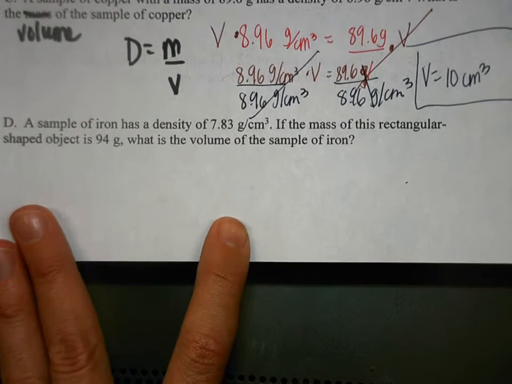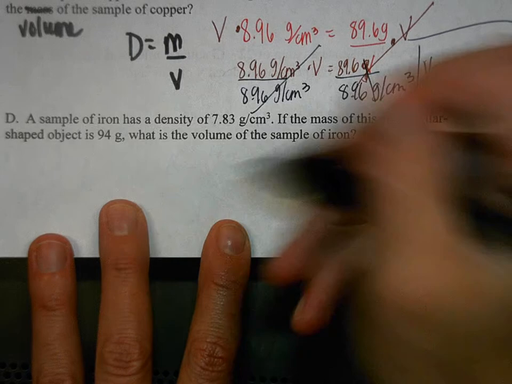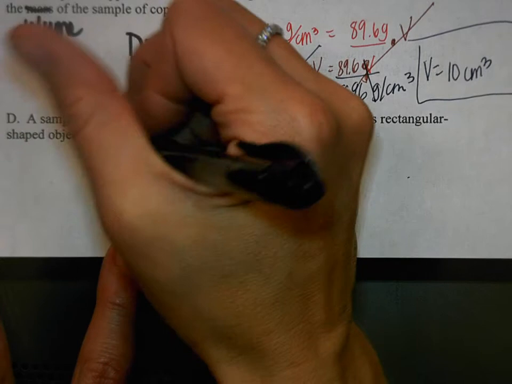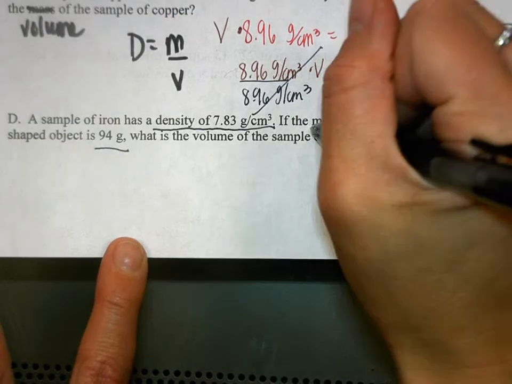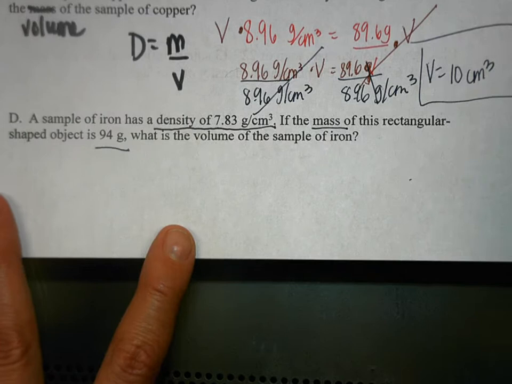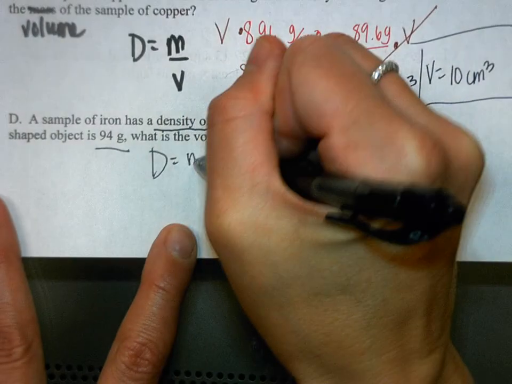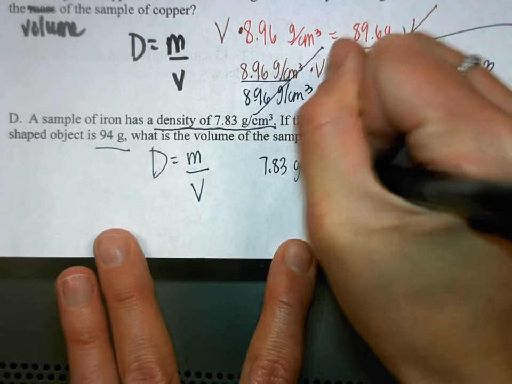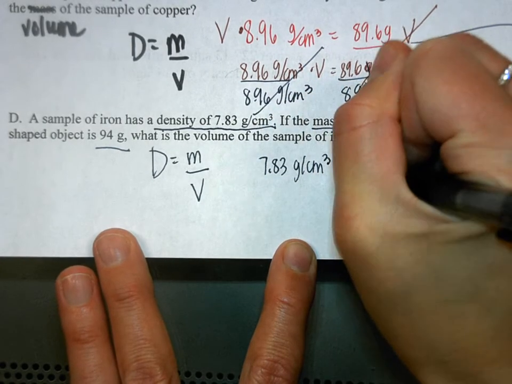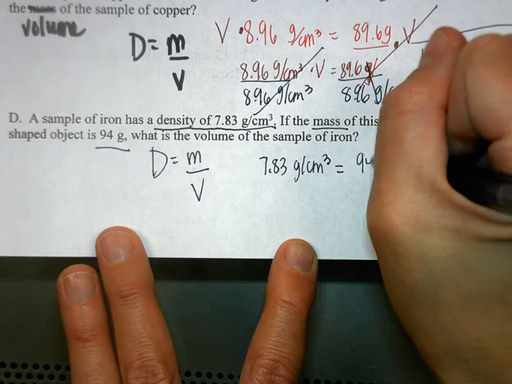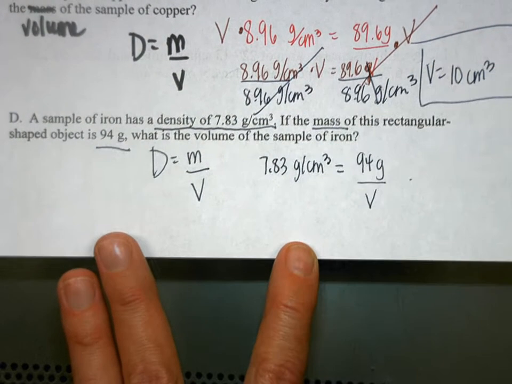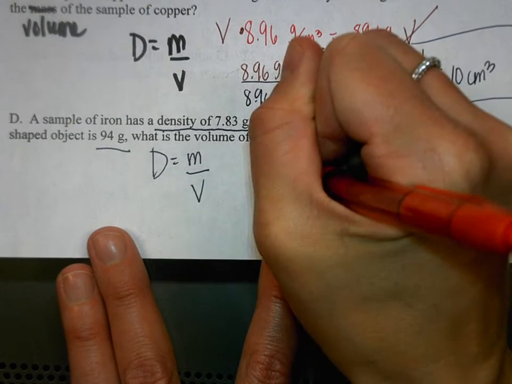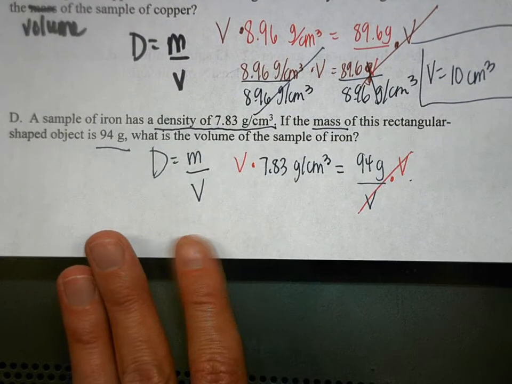A sample of iron has a density of, so again here they're telling me it has a density here. If the mass of the rectangular shaped object is 94 grams, so now they've told me the mass, what is the volume? So same formula as above, we have our density equals mass divided by volume. And so we're gonna plug in 7.83 grams per centimeters cubed equals, our mass is 94 grams divided by our volume. So again, I want to get rid of the fraction, so I multiply both sides by v in order to eliminate the fraction. Those cancel out.